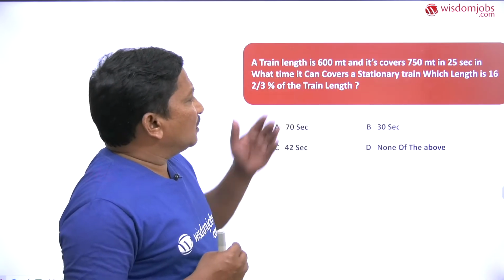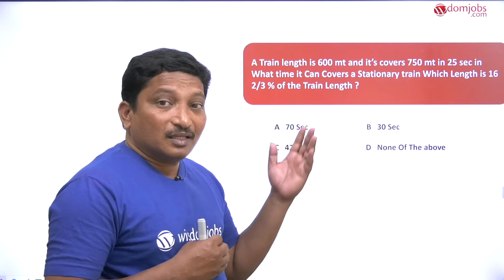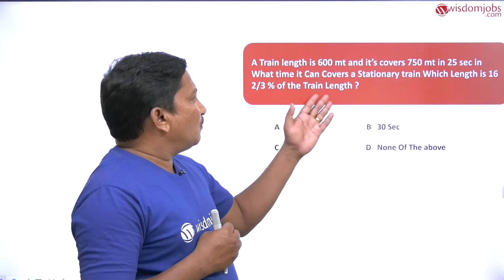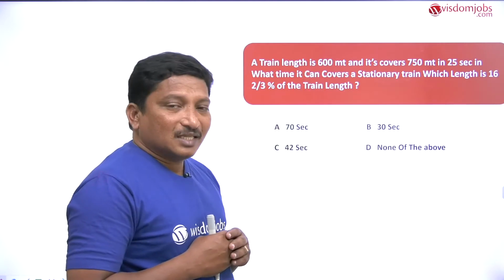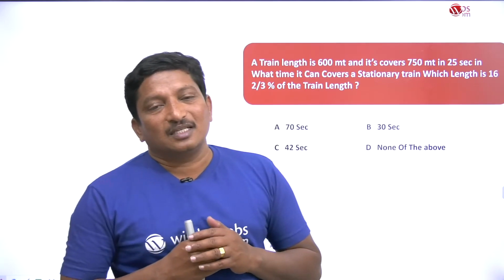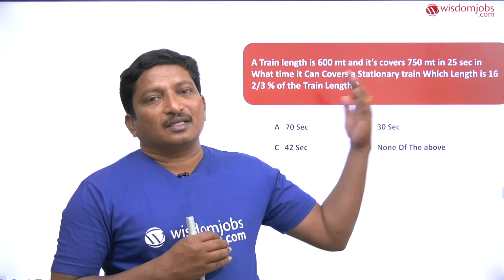When you read the question carefully, the length of the train is given as 600 meters. From this, you have to find the length of the stationary train, which is 16 and 2/3% of the current train, dear students.